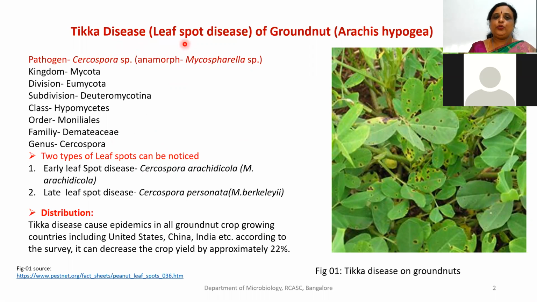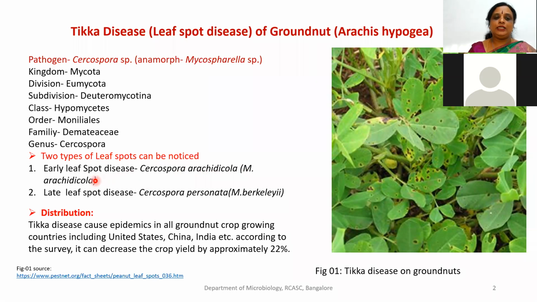There are two different kinds of leaf spot which you can come across in groundnuts. Groundnuts are the single host for Cercospora, but you can come across two different kinds of spots caused by two different species of Cercospora. Which are those species? Which are the two different kinds of spots you can come across in groundnuts?